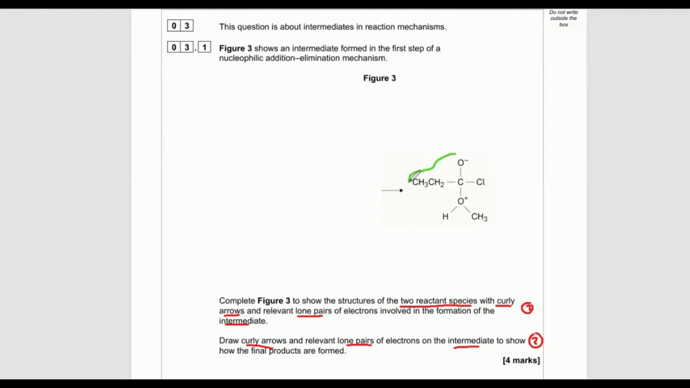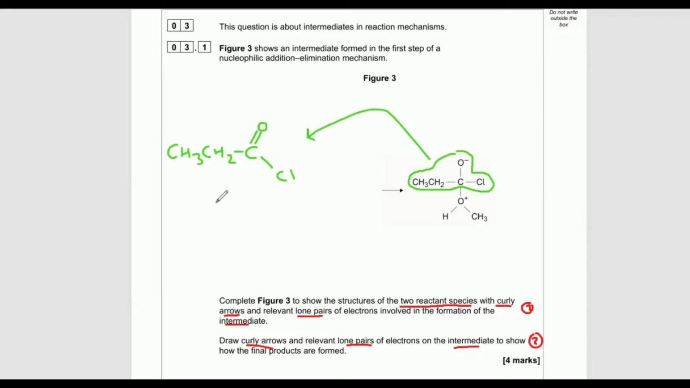Pause the video, have a go. Okay, going through the walkthrough. So first of all, I want to split this up and work out what the reactants are. So we can see there's a chlorine atom attached here. So this is an acyl chloride. It looks like propanoyl chloride. That's what this was originally.